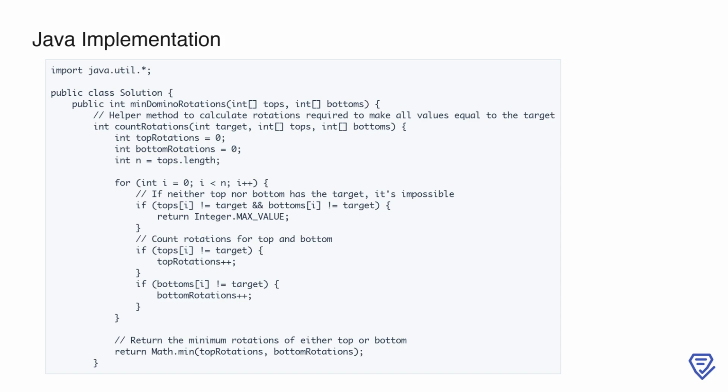Inside this helper method, we initialize counters for rotations needed in the top and bottom rows. Using a for loop, we iterate through the dominoes. If neither the top nor bottom value of a domino matches the target, we return Integer.MAX_VALUE, indicating that it's impossible to achieve the desired configuration. Otherwise, we increment the respective counter if the current top or bottom value doesn't match the target. Finally, the method returns the minimum of the rotations needed for the top or bottom row.